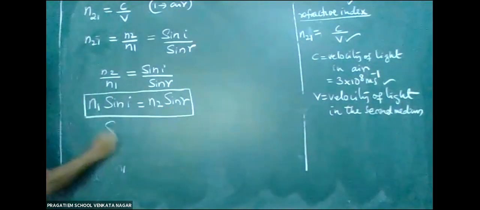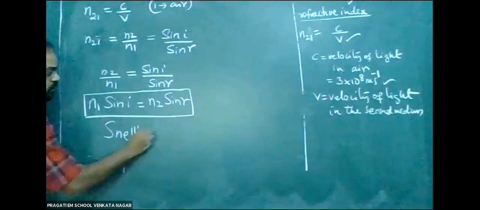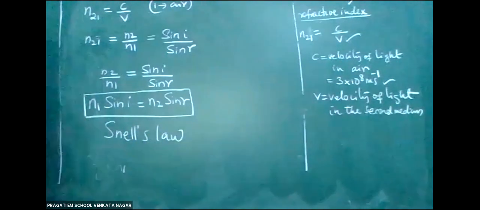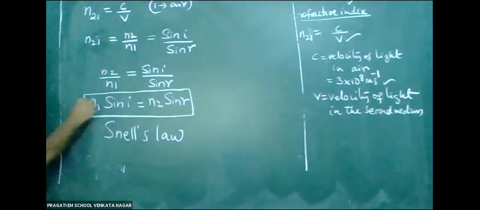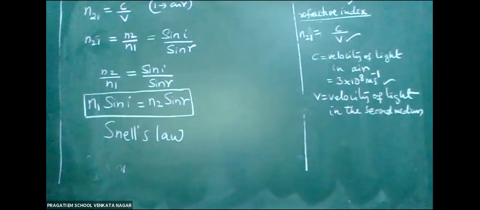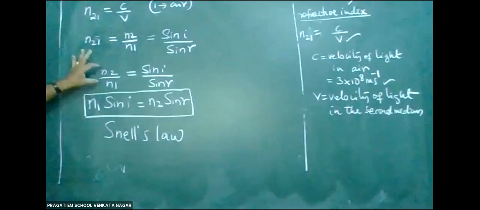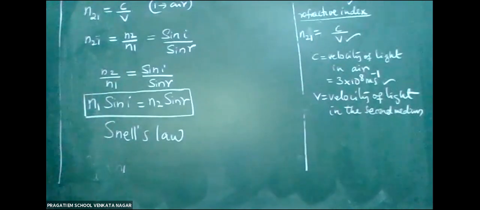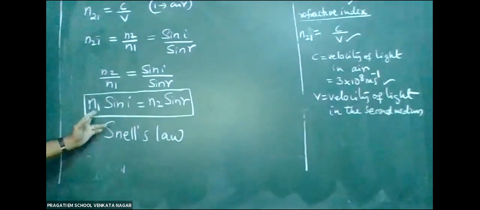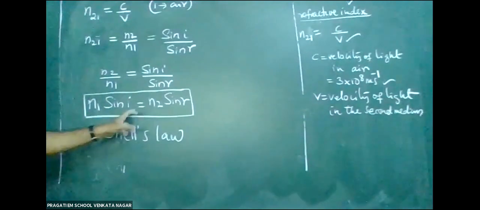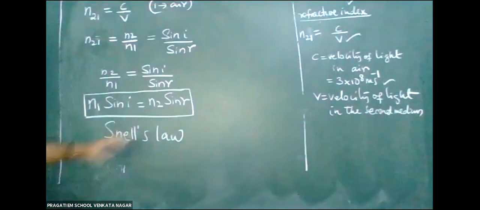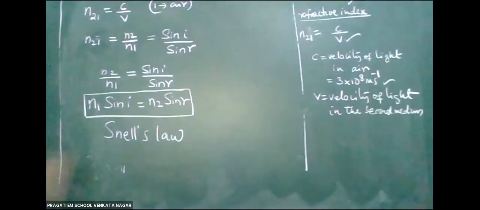This is also called Snell's law. N1 sin I is equal to N2 sin R. So from this relation we started, N2 by N1 is equal to sin I by sin R, and cross multiplying we got N1 sin I is equal to N2 sin R. So this is also called what? Snell's law. Please note down.